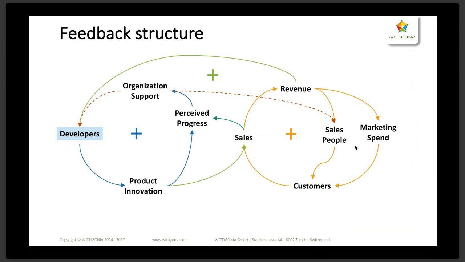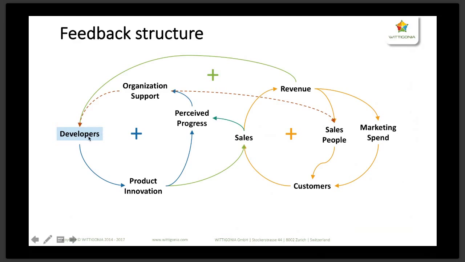But just the key takeaway here is, of course, when we have a product to sell, we can generate more revenue, which enables us to hire more salespeople, which gets us more customers, and then we realize more sales. So that's a virtuous cycle. On the other hand, in order to get to a product which we can sell, we need to, of course, get some developers or product managers and so on, which are driving the product innovation.